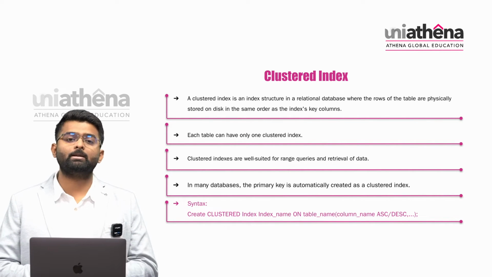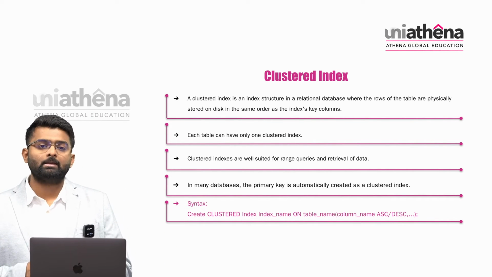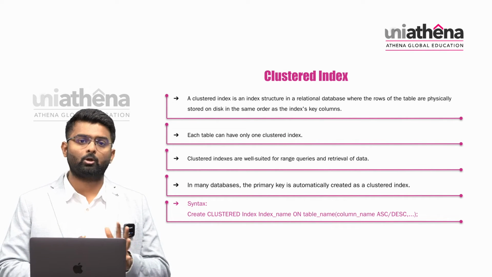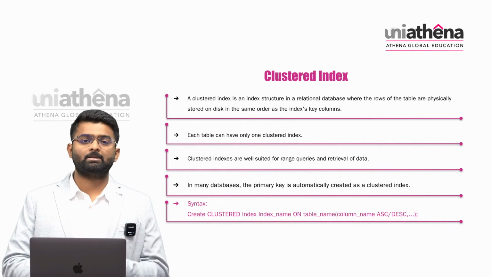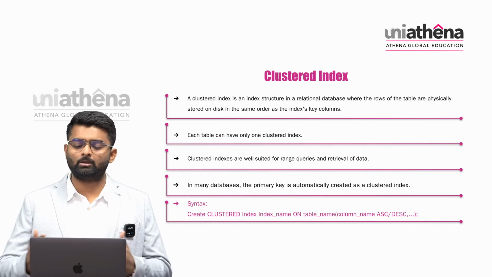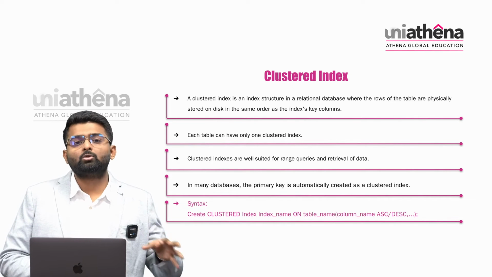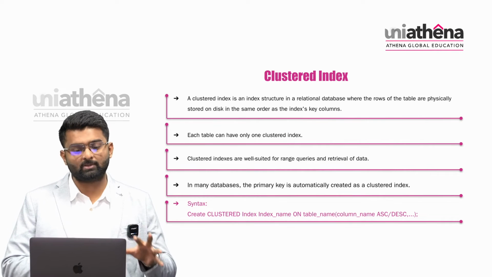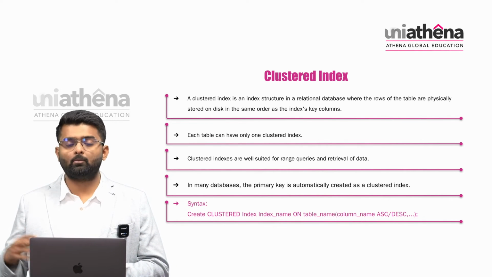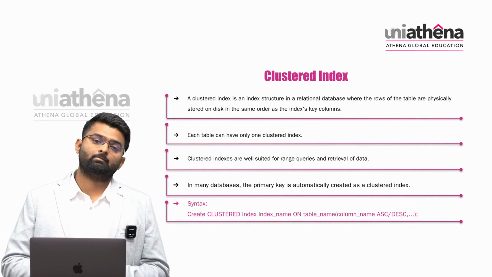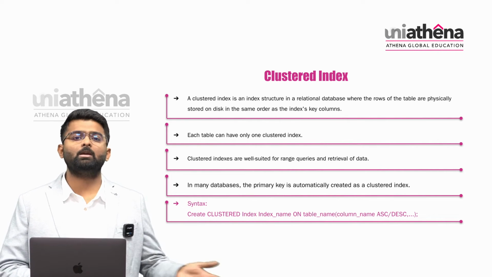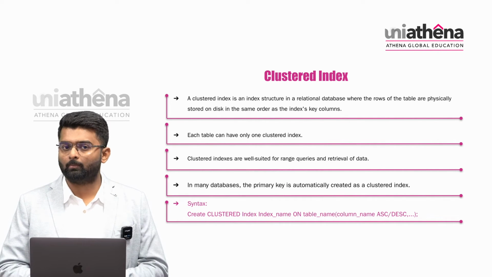Let us look at clustered index. What is clustered index? It is basically an index structure in a relational database. Please note we're talking about relational database here, which is basically 2-dimensional rows and columns, where the rows of the table are physically stored on the disk in the same order as that of the index's key columns. What are index key columns? Primary key and foreign key. What is primary key? A unique identifier to every table.